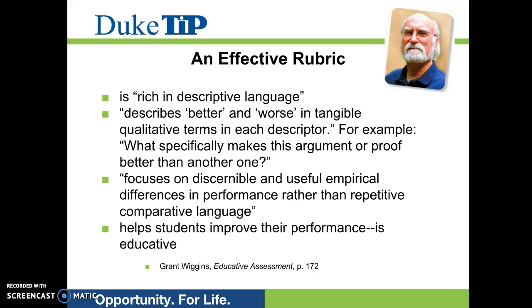So we're going to reference frequently in this presentation the work of Grant Wiggins. He is a teacher researcher who's influenced many people's course design, and here's some things he says that a rubric should do. First of all, it ought to be rich and descriptive language. It ought to describe better and worse in very tangible qualitative terms. For example, this is a question you're asking on, say, the argument criterion of a writing rubric. What specifically makes this argument or proof better than the other one? And you want to really help kids see the discernible, useful, empirical differences in performance rather than just repetitive, comparative language from cell to cell of your rubric. Because why? We want the rubric to be educative. We want the assessment to be educative, and the rubric is a tool for that process.